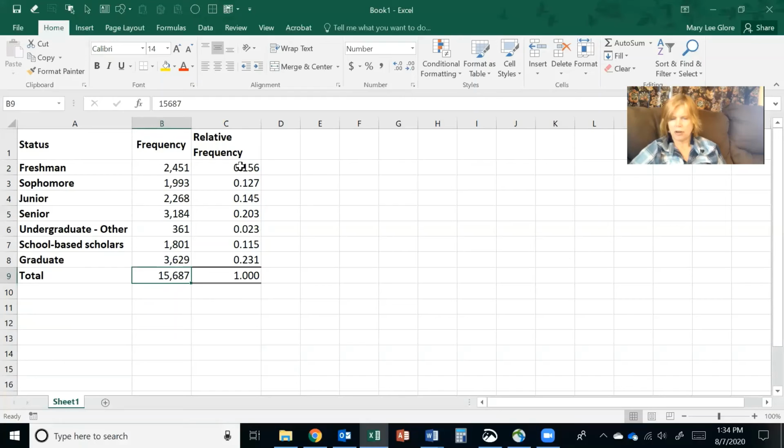So here are my relative frequencies, and they were for my probabilities of a randomly chosen student to be any of these categories. So we asked, the first one was what about a junior? The probability that a randomly selected student is a junior is 0.145.